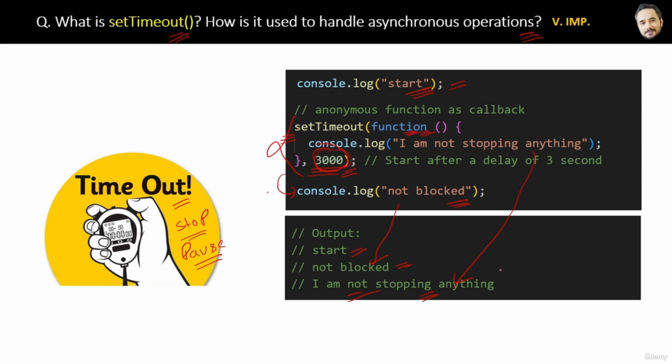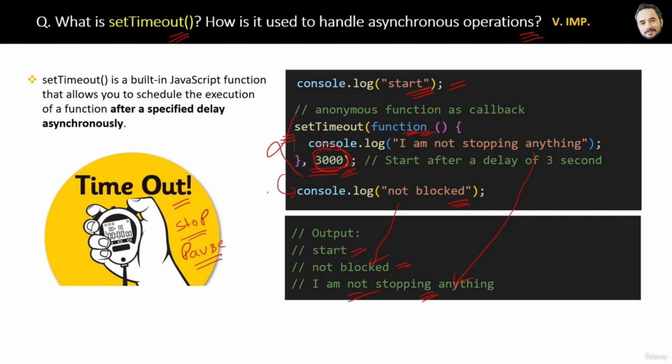You got it, right? Finally, the definition is, setTimeout is a built-in JavaScript function that allows you to schedule the execution of a function after a specified delay or time asynchronously.